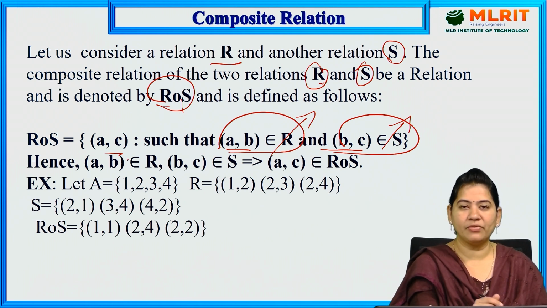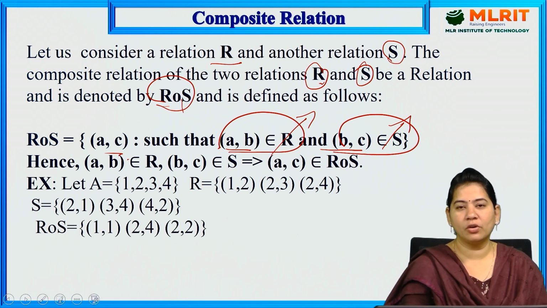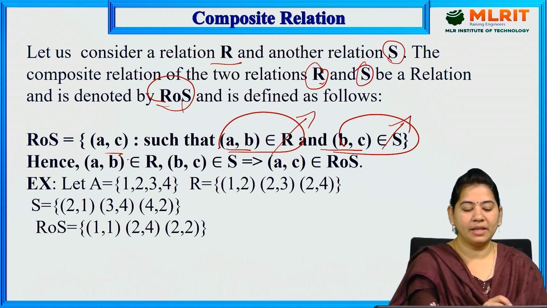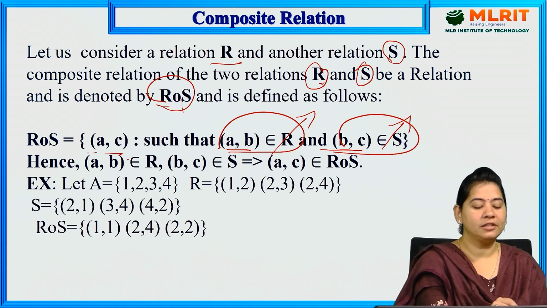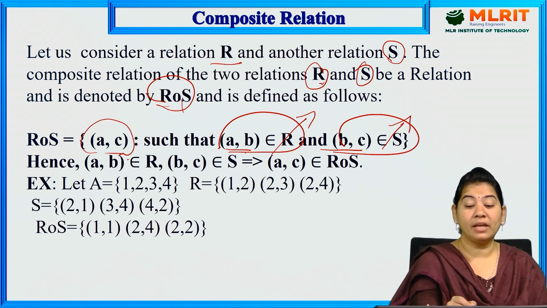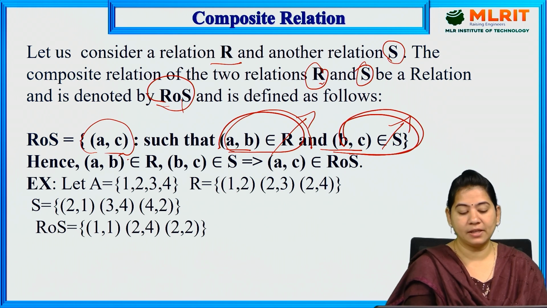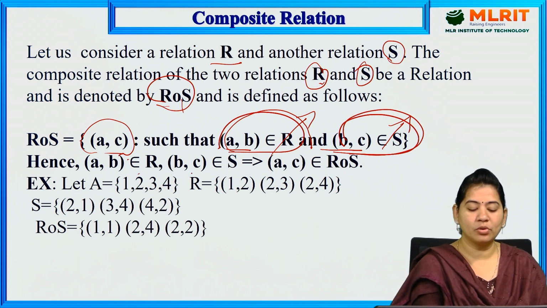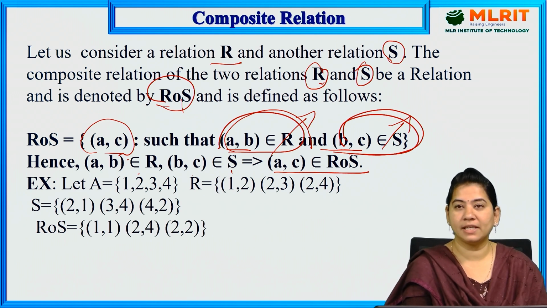Previously for transitive, everything is checked in only one relation. If AB is there, BC is there, AC also should exist in the relation. If it is following that, then we can say the given relation is called a transitive relation. But here, R circle S is in the form of A comma C, whenever A comma B belongs to R and B comma C belongs to S. Hence, A comma B belongs to R, B comma C belongs to S, and A comma C should also belong to R circle S, R composite S here.